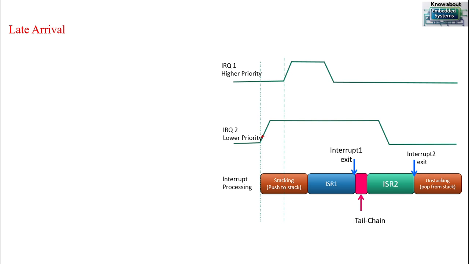According to the design, or according to our embedded concepts, the higher priority interrupt should be served first, even during the stacking process. The same thing will happen here. Even if IRQ2 occurs first, and later IRQ1 occurs, no problem. If IRQ2 is under stacking process, IRQ1 will be served first because it is the highest priority. After that, ISR1 will execute, and then there will be the tail chaining concept, and after tail chaining, our ISR2 will execute, and finally the unstacking of the context will take place.